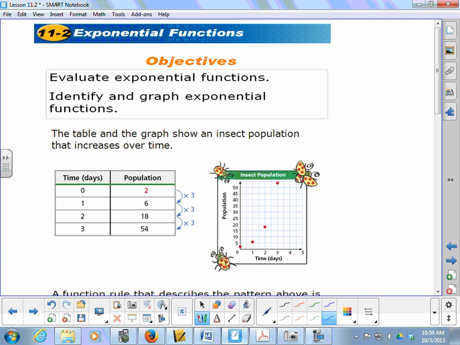So we'll evaluate exponential functions, and then we're going to identify and graph exponential functions. There are actually 4 different types of graphs we're going to look at in this lesson. We're going to do the first 3 examples today, and then I think we might get to the 4th one, and then you'll have a couple problems from last night for more practice. But the functions themselves, we're going to look at the difference of increasing and decreasing exponential functions.